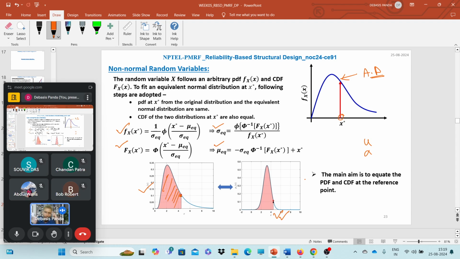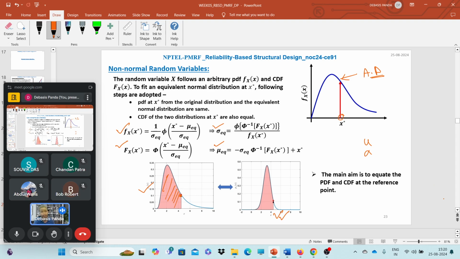If you go through the Ranganathan book or any other standard book, you will find the equivalent normal parameters for different kinds of distributions. We need those equivalent normal parameters to make a generic code: if we have a log normal, uniform, or type 1 distribution, how to convert them into an equivalent normal distribution. The concept is that you just need a reference point, fit the equivalent normal distribution on that reference point, and find the parameters, the equivalent mean and equivalent standard deviation of the equivalent normal distribution.